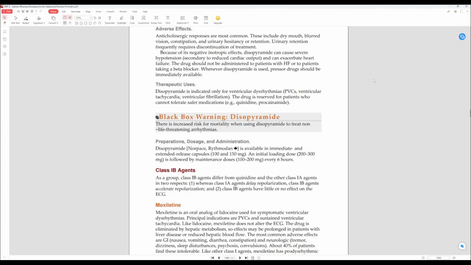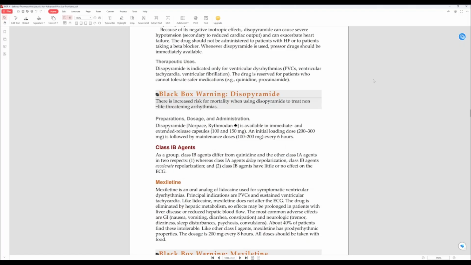Its therapeutic use. Disopyramide is indicated only for ventricular dysrhythmias. The drug is reserved for patients who cannot tolerate safer medications. So it has its own black box warning. Disopyramide has an increased risk for mortality when used to treat non-life-threatening arrhythmias.